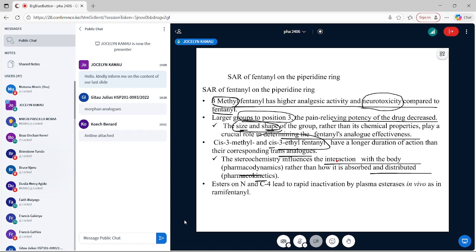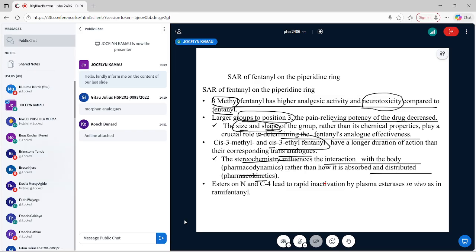So what we are therefore saying, in these compounds, when you increase the lipid solubility, we must be careful not to interfere with the ability of this molecule to acquire the axial conformer or to access the receptor, because if we interfere with that, we may interfere with its activity. And that's all we are saying, that the stereochemistry influences the interaction with the body, or the pharmacodynamics, rather than how it is absorbed and distributed. So here it is the pharmacodynamics of this molecule, because we must attain the axial conformer.